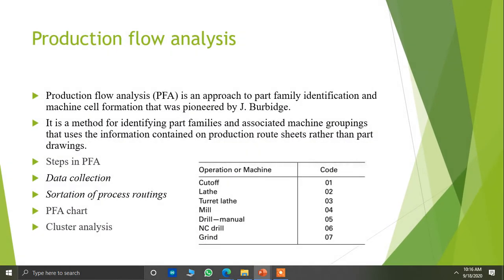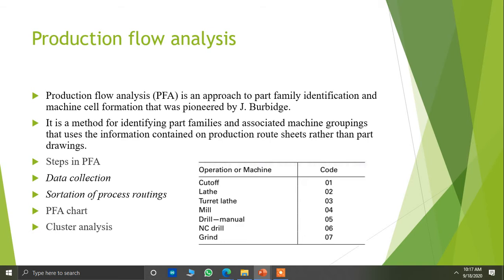So production flow analysis. This is an approach which Dr. Burbidge formed. He is a renowned pioneer in production analysis, and he identified part families and associated machining groups. For example, a bolt has to be manufactured by a lathe alone. So that's grouping. Punching can be done using one sheet metal punch alone. Like this he has managed production families, that is, part families associated with the machining groups, right?